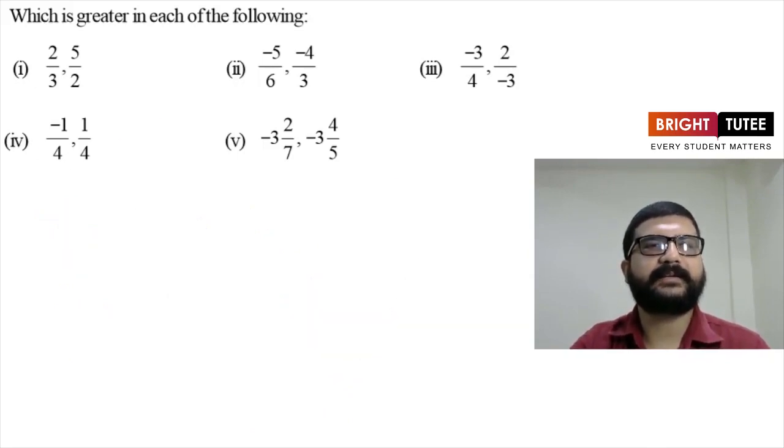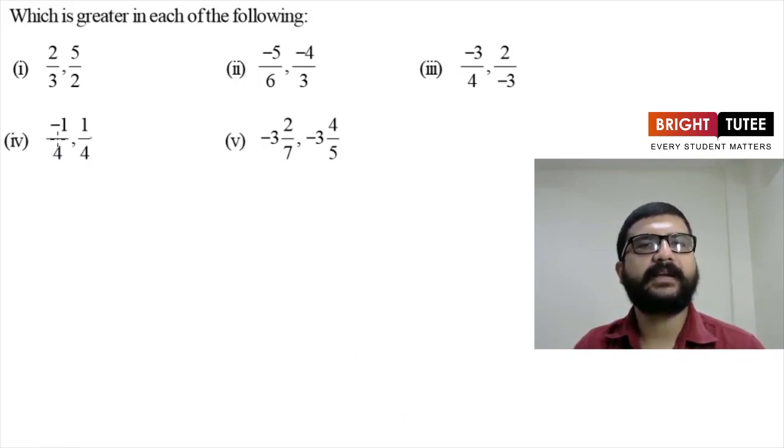Now the next pair, it is minus 1 upon 4 and 1 upon 4. So here denominators are already the same. So we just have to compare their numerators. Or we can easily say that one of the numbers is negative and one of the numbers is positive. So it means the negative number is smaller than the positive number. So here 1 upon 4 will be greater than minus 1 upon 4 because we know every positive number is greater than negative numbers.